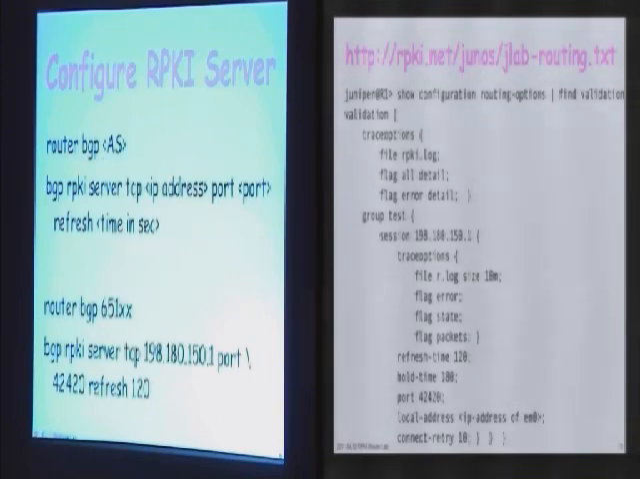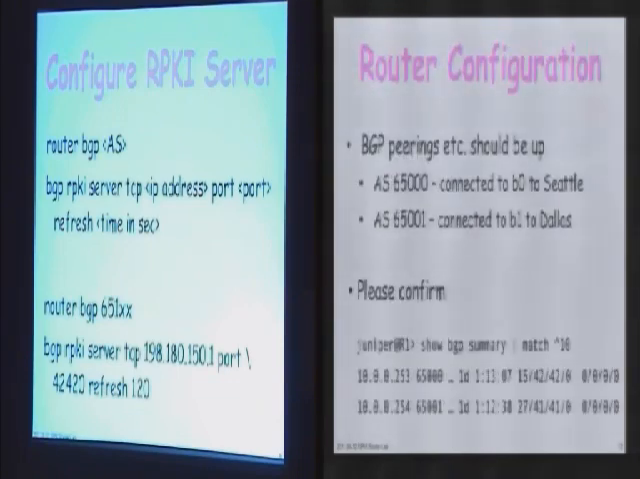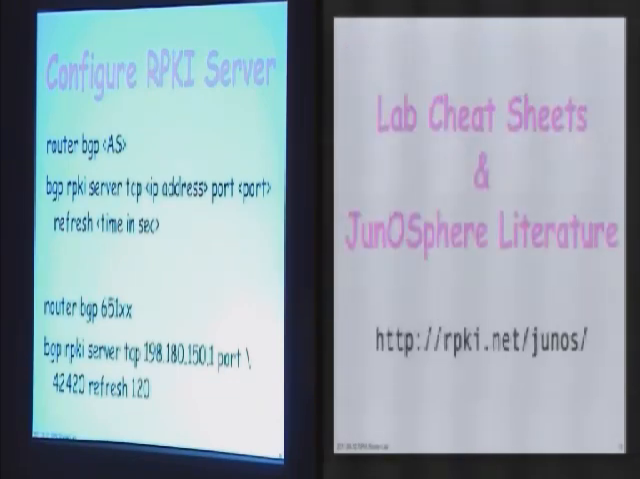Here it is. That's the theory up top, and this is the practice down below. So you type router BGP 651XX, BGP RPKI server, and select the port, etc. Juniper folk, you don't have to type all that. There's a cheat sheet that you can cut and paste from.